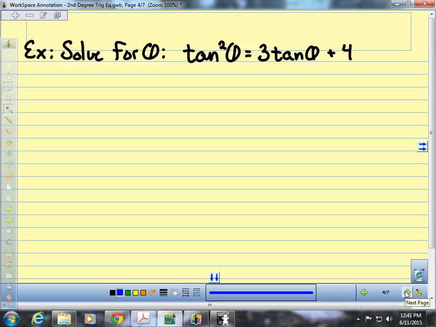Do you recognize that this is a quadratic? Why? Because of the squared. All right, well, I want this in standard form then. What would that be?